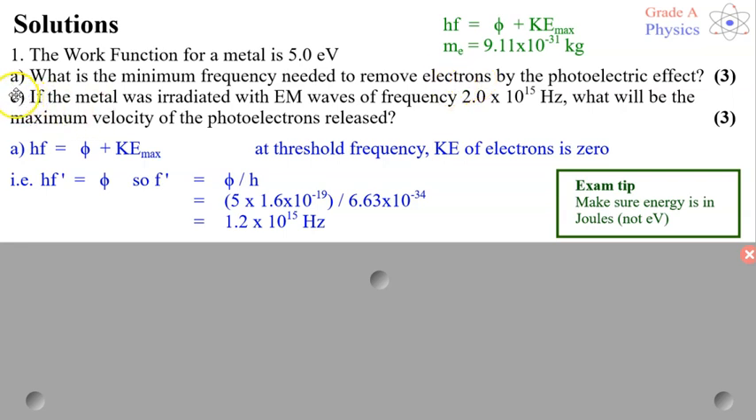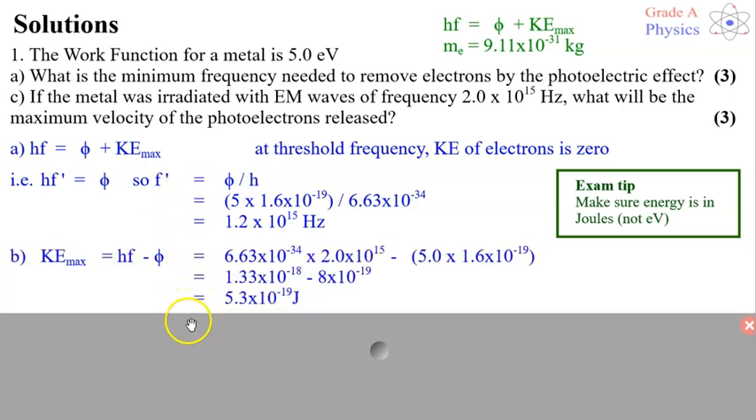Right, that says part C, that should be part B. So this is a more standard question where we actually have to find the kinetic energy and then the velocity. So we take our formula here and we make KE or KE max the subject. So we subtract 5 from both sides. So we have hf, which we can calculate. So Planck constant multiplied by the frequency we're given.